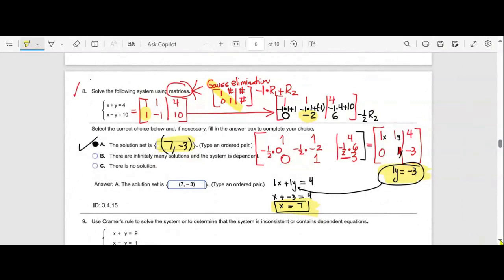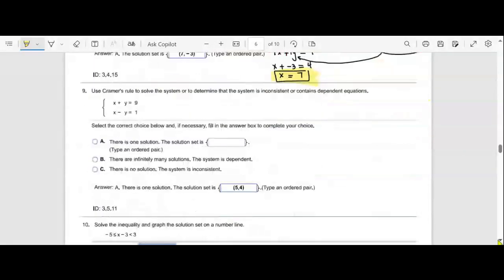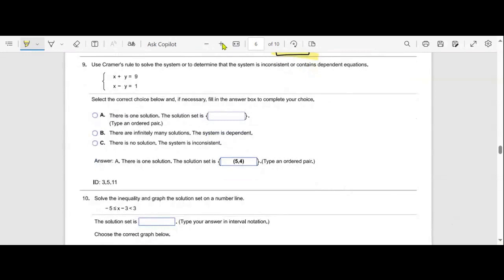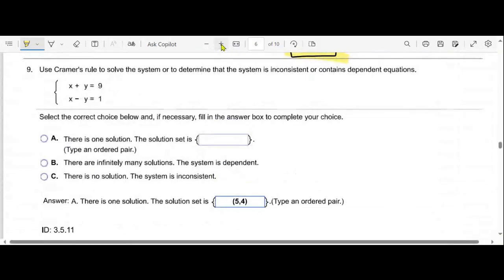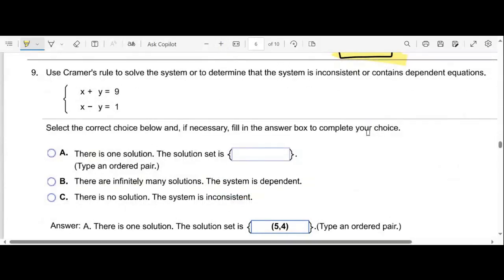Okay, now let's go for number 9. I need someone to read number 9. Who wants to read? Nasir, yalla Nasir, welcome. Use Cramer's rule to solve the system or to determine that the system is inconsistent or contains dependent equations. Very good.